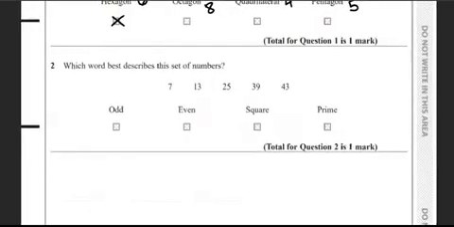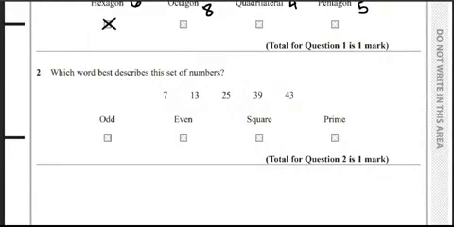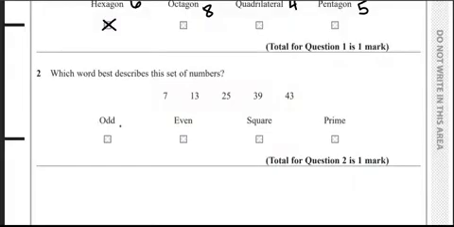In question 2, you're asked, which word best describes this set of numbers? So first of all, we have to know what they mean by odd numbers. Odd numbers are numbers that are not divisible by 2. Even numbers are numbers that are divisible by 2. Let me give an example of odd numbers. Any number that ends with 1, 3, 5, 7, 9, we refer to as odd numbers.